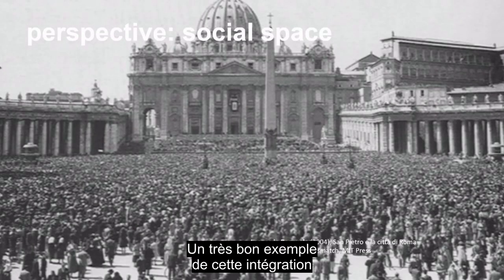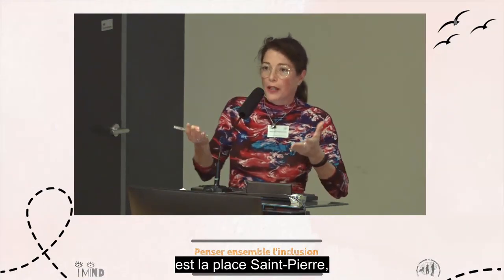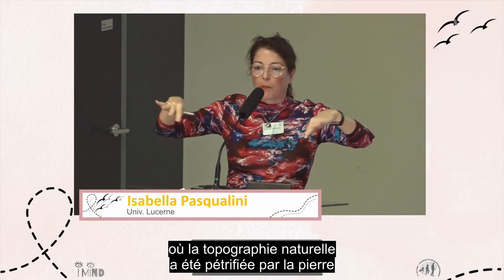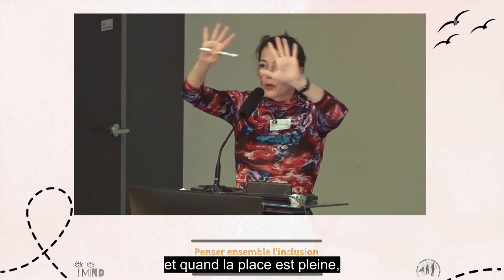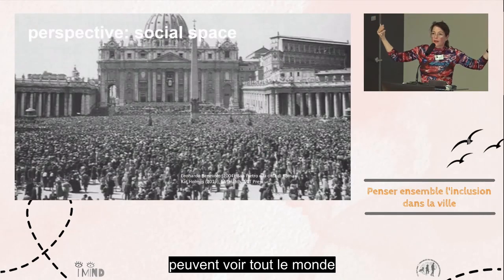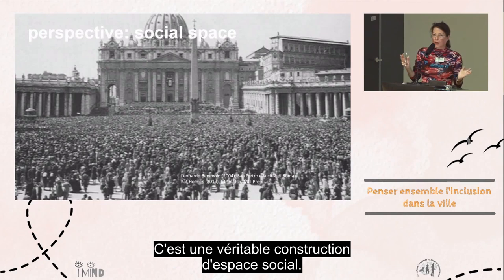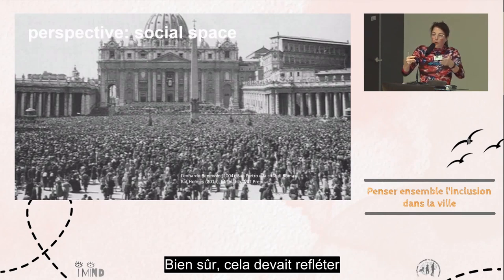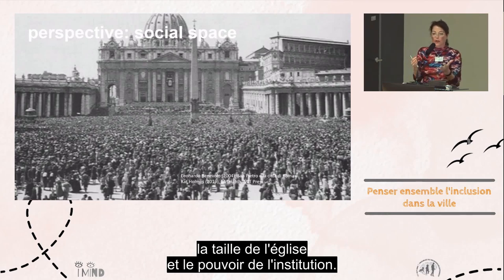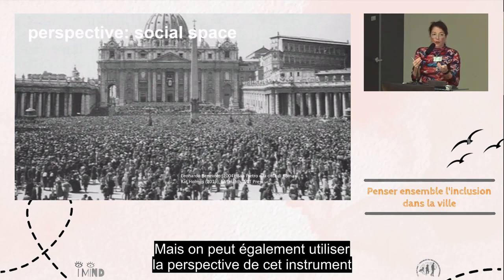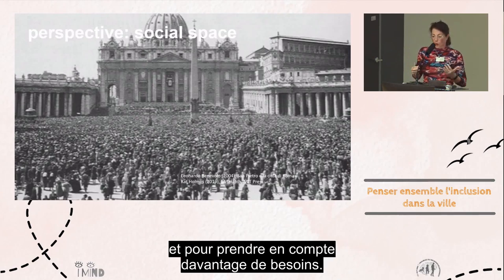And one very good example for this integration or this consideration of social space is the St. Peter's Square, where the natural topography was petrified with stone, and the people inside could see during a mass, they could see when the square is full, they could see everyone else. So you really get a view of everyone who is present in the square, so a social space is being constructed. And this, of course, was to reflect the size of the church and the power of this institution. But in fact, you can really use this instrument perspective to construct also more inclusive spaces and to consider more needs.